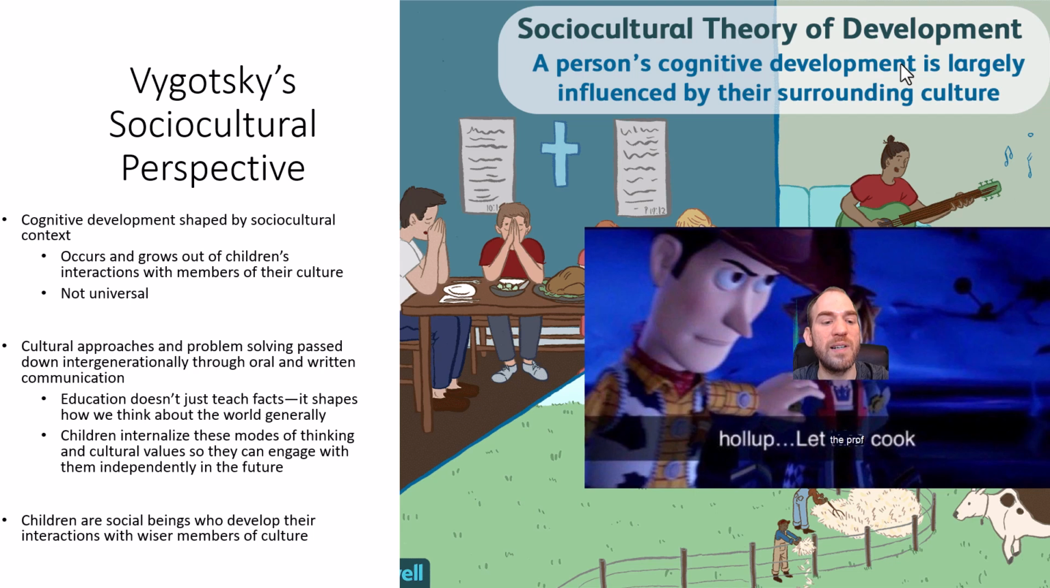Children are social beings who develop through interactions with wiser members of culture. So unlike Piaget, wherein we're kind of this independent, active explorer, working really by ourselves and going through this accommodation and assimilation process, here Vygotsky is arguing for a much more collective, community-oriented way of development. In this case, children develop through interactions and through guidance of all adults. They can be caregivers, parents, community members, whatever.